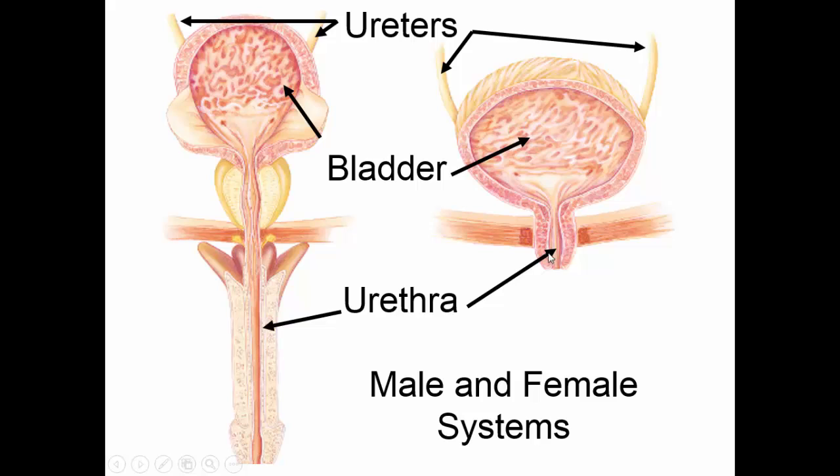Now in females, the urethra is much shorter than in males because the male urethra has to go through the penis. Women are more susceptible to urinary tract infections because of the shorter urethra.